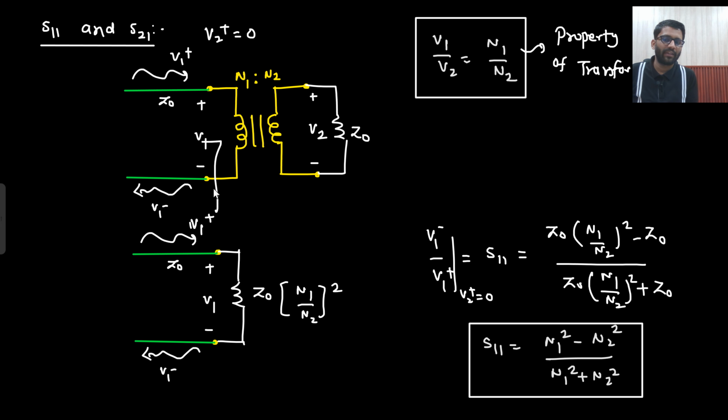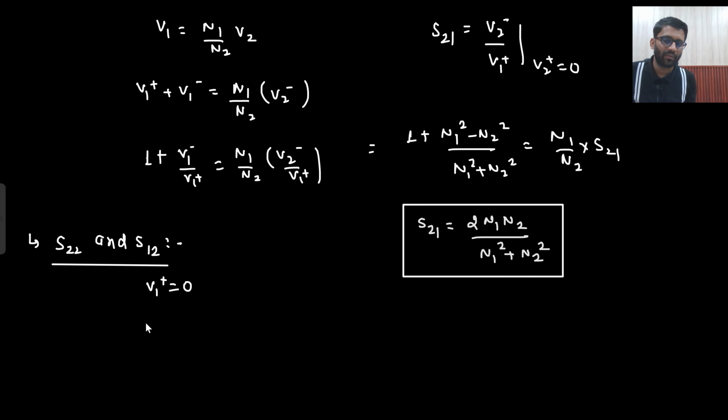Now what will be the input impedance? Input impedance will be equal to Z0 only. Now that Z0 will be referred to this side. So how will it become? It will become the ditto same circuit, just the Z0 value will be different. What will be the Z0 value now?